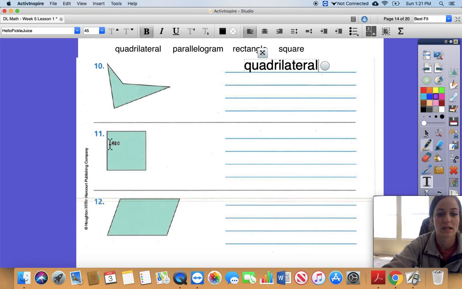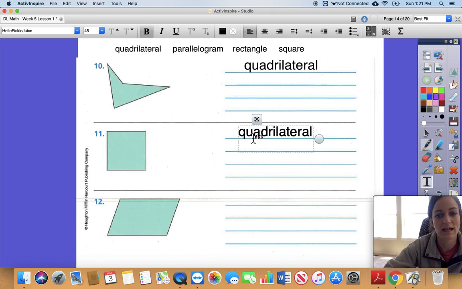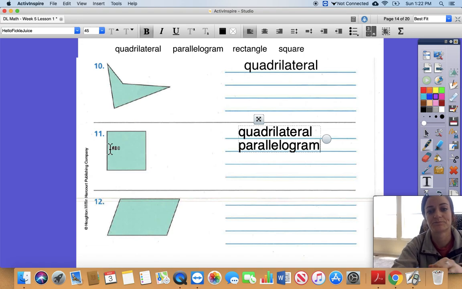Let's look at this one. This one is a quadrilateral. 1, 2, 3, 4. So yes, because it has 4 sides. Okay, is it a parallelogram? Remember parallelogram? 2 sets of parallel sides? Yep, this side is parallel to this side, and this side is parallel to this side. Okay, so yes, it is a parallelogram.